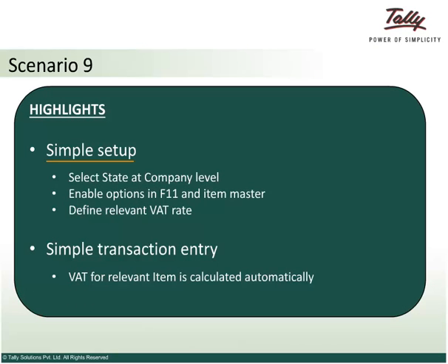So we have seen how simple it was to enable VAT for the two states. Based on the state specified at the company level, appropriate options are displayed in F11 features and in relevant masters. All we need to do is enable the options, define the applicable rates, and pass transactions to see that getting appropriately calculated. Simple.